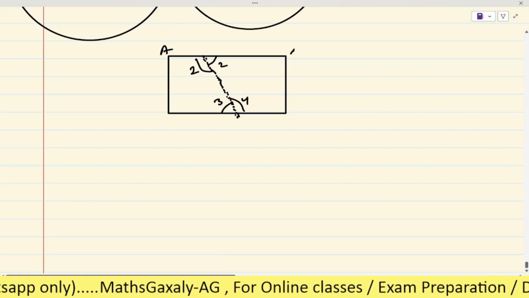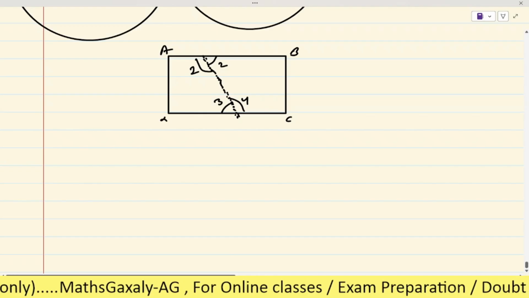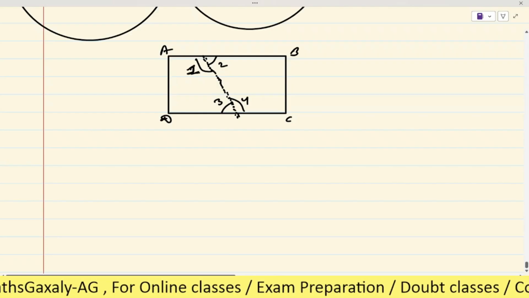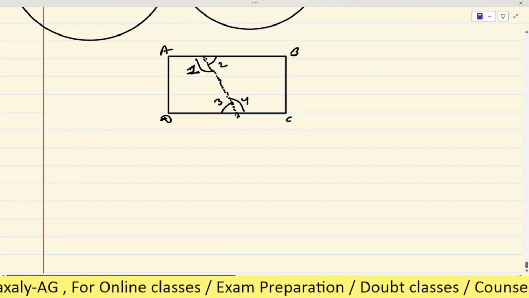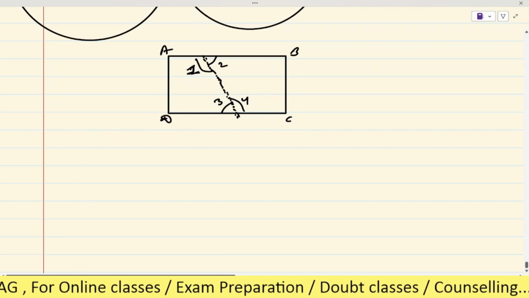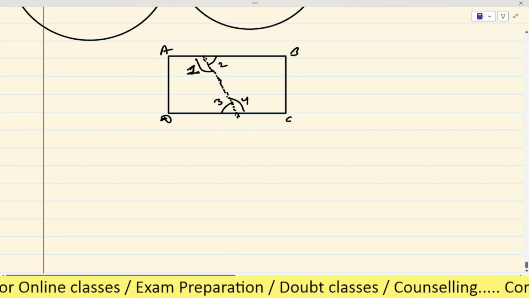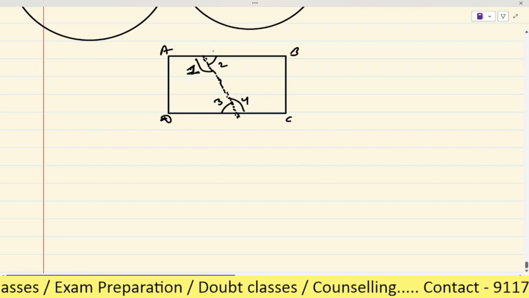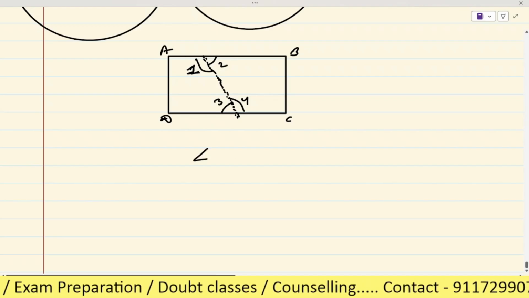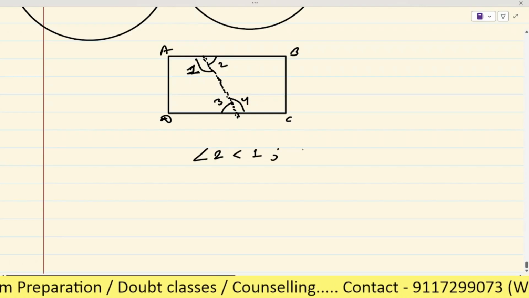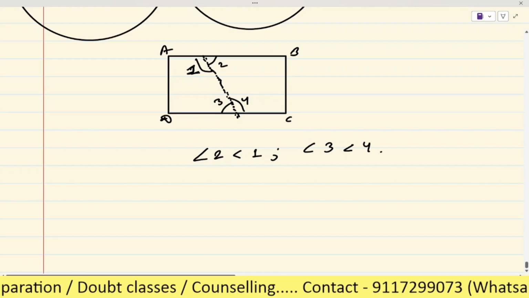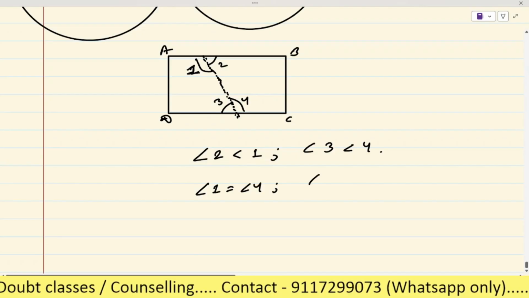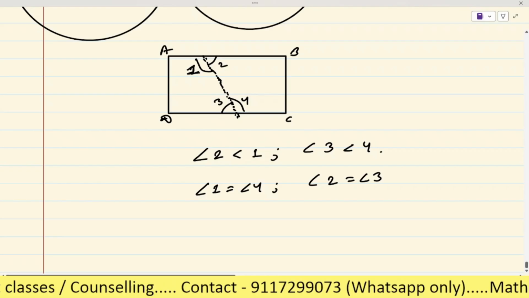Is it clear? Suppose this is A, B, C, and D, okay. So you have to check which angle is greater, which is smaller, okay. So here you will get that angle 2 will be less than angle 1, right? Angle 2 will be less than angle 1 and angle 3 will be less than angle 4, okay? And here angle 1 will be equal to angle 4 and angle 2 will be equal to angle 3, okay?